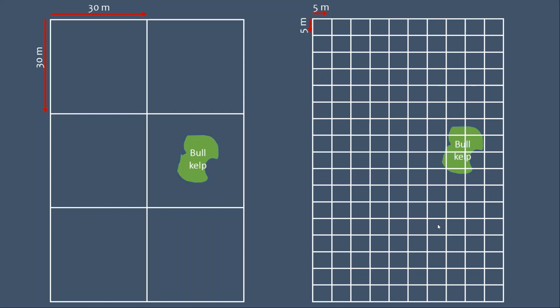So I'm looking at satellites with higher spatial resolution, like the example on the right, which has a 5 by 5 meter pixel resolution. And you can see that it increases the likelihood of small patches of bull kelp being detected. Next slide.